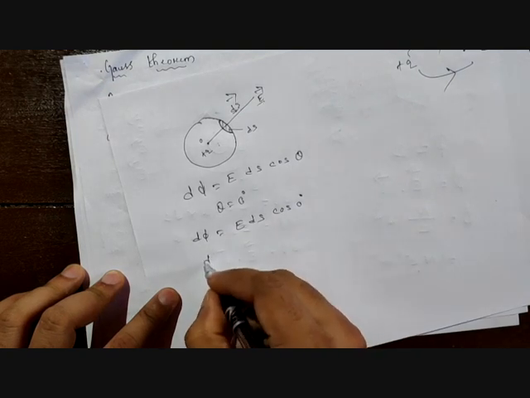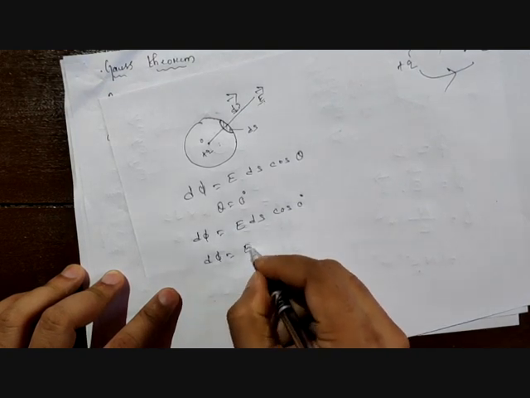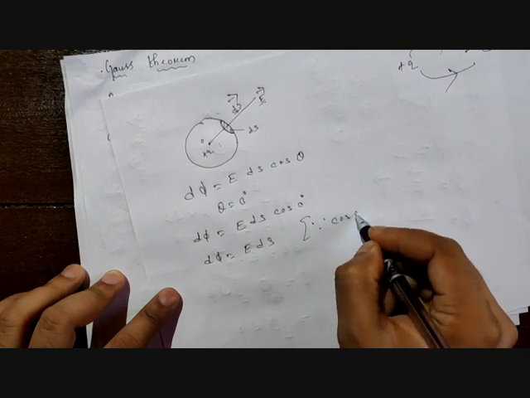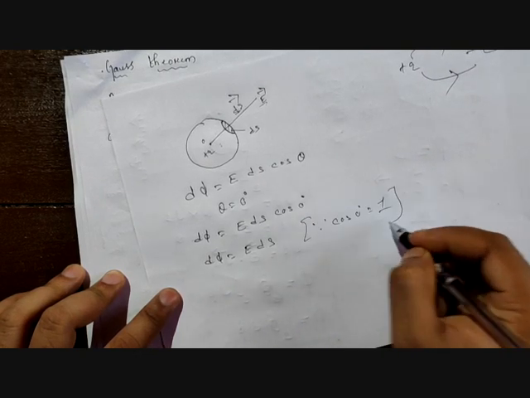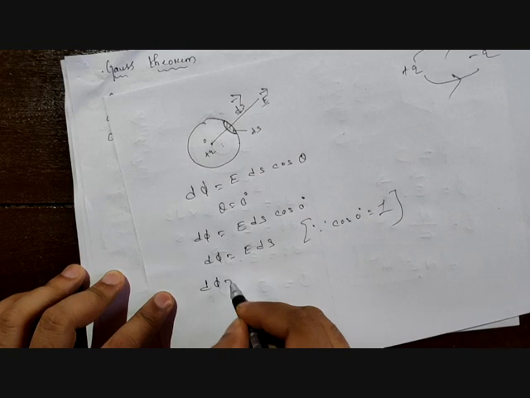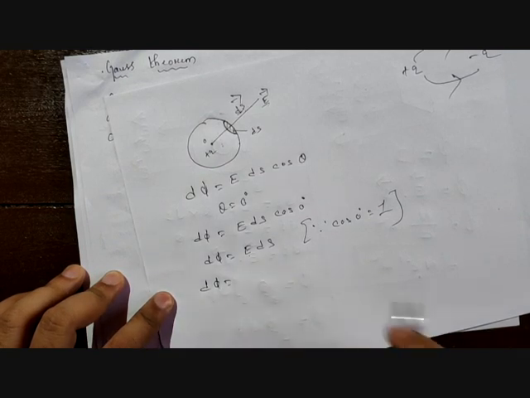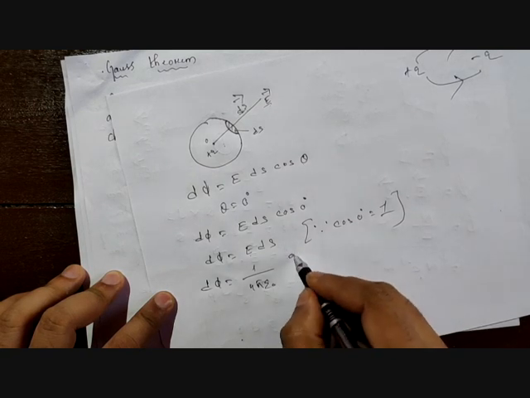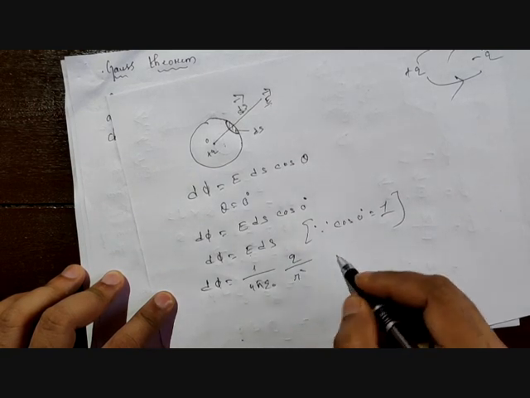If theta is 0 degree, how much will you get? Cos 0 is 1. Clear? Now we can write the E value. The electric field value comes from Coulomb's law. Remember this value?